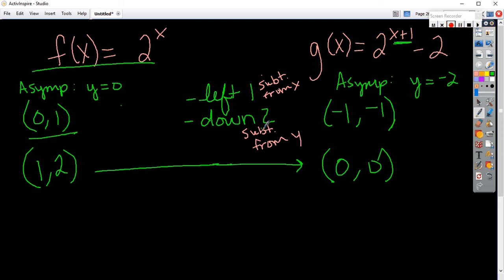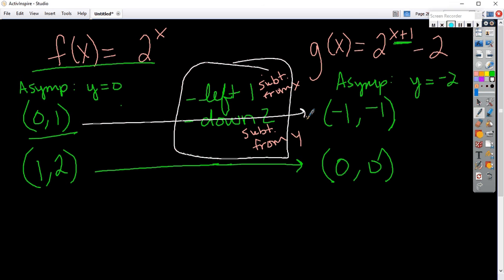Don't think about it too much. If you can come up with the transformations here in the middle, then you can just rewrite these points. Left is subtract from x, right is add to x. Up is add to y, down is subtract from y. How can you find out left or down? It's coming from this equation. When you add to x, that's left. When you subtract at the end, it's down.